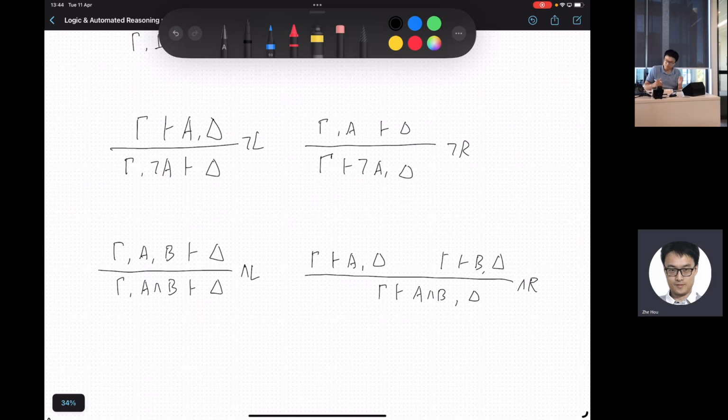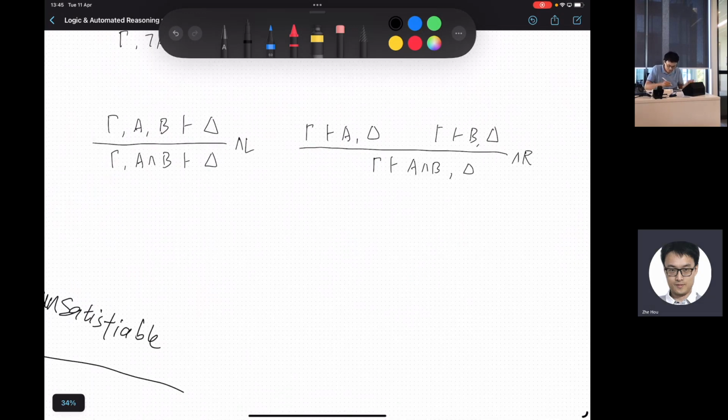Okay, so this also works if you read it top down. Actually, if you read it top down, it says from something I can prove A, because turnstile means implication. I can prove A, and I can also prove B, and then I can have A and B. So it goes both ways.